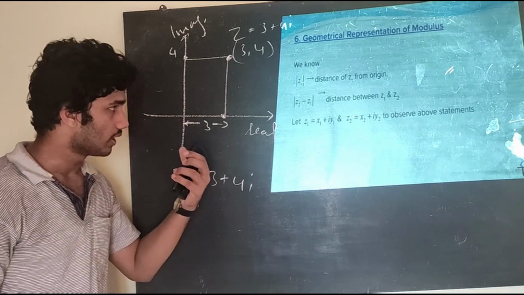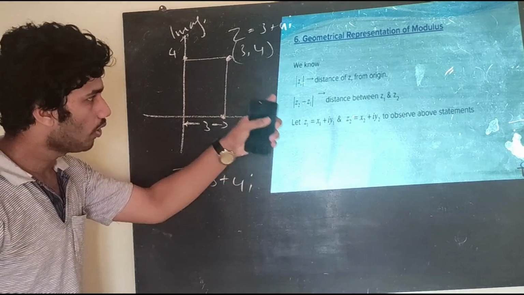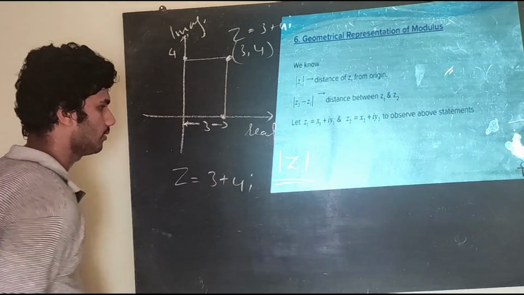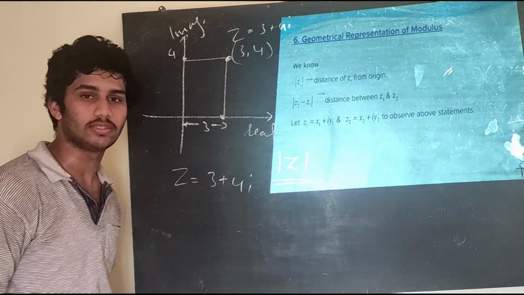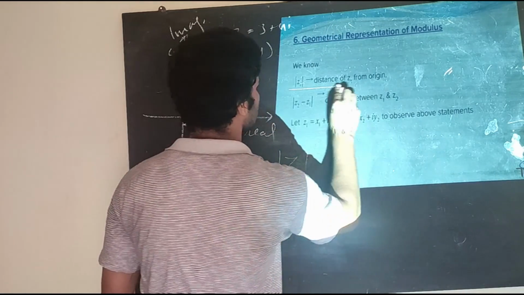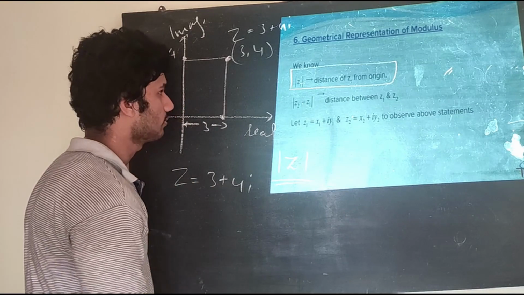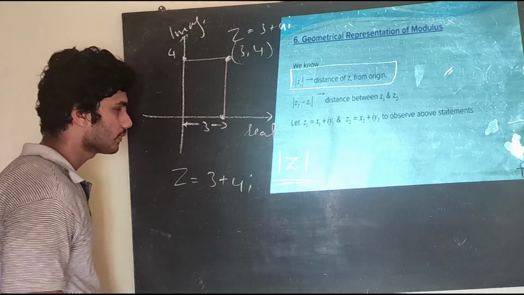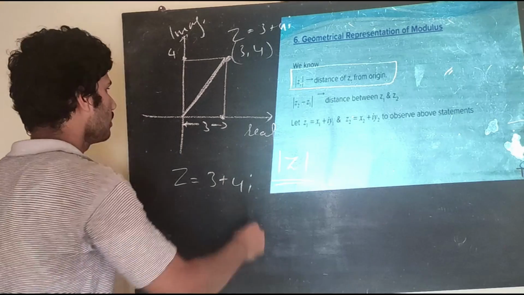Geometric representation of modulus. This is very important. Now what is modulus of Z? This makes your life more simple. Modulus of Z actually is the distance from the origin. This word will really help you a lot. Trust me, this word will really help you a lot. The distance of z1 from the origin is the modulus of z1. That means if I plot 3 plus 4i over here, the distance of 3 plus 4i from the origin gives me the modulus of z.